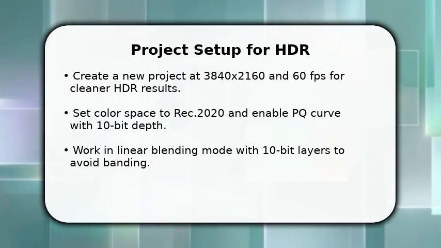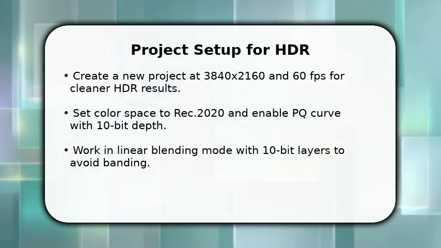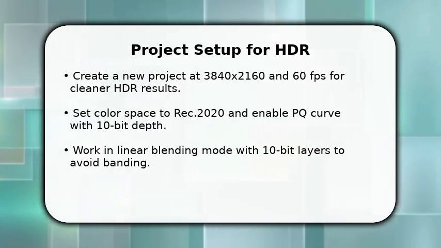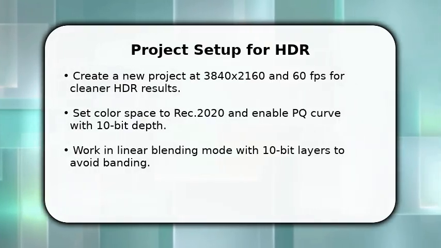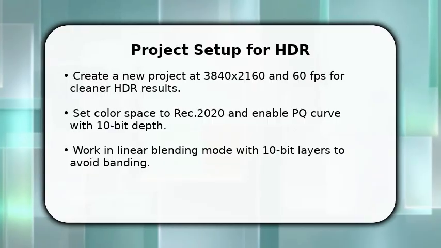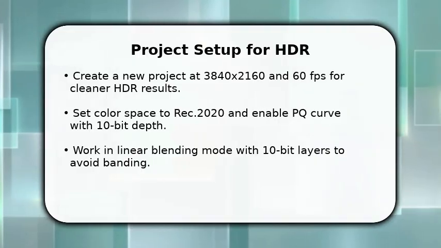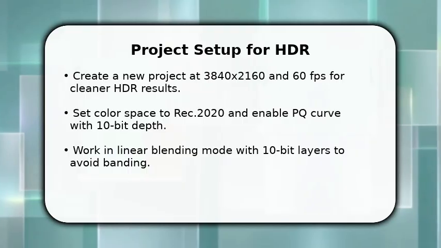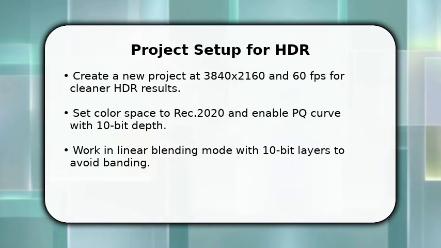Start by creating a new project at 3840 x 2160 and 60 fps for cleaner HDR results. Open Project Settings and choose Color Space Rec. 2020 with the PQ Electro-Optical Transfer Curve. Then set bit depth to 10-bit so you preserve more tonal steps and reduce banding. Switch blending to linear light for accurate highlight interpolation and preserve HDR headroom.